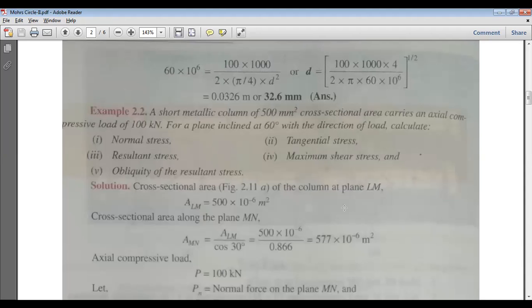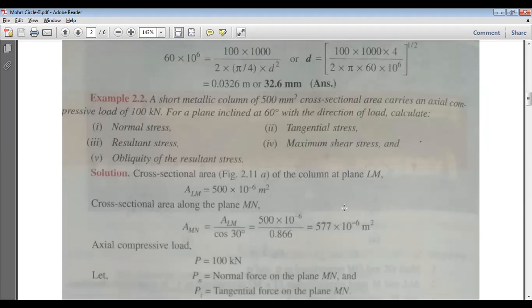So first of all, we'll calculate the cross-sectional area, which is given as 500 millimeter square. We'll convert this into meter square, so we multiply by 10 power minus 6, and this way we'll find area ALM in meter square. Then we have to find the inclined area, that is at an angle of 60 degrees. So this will be ALM by cos 30. ALM we already know. Cos 30 I have taken, I will be explaining a little later. So this way cross-sectional area AMN is also coming.